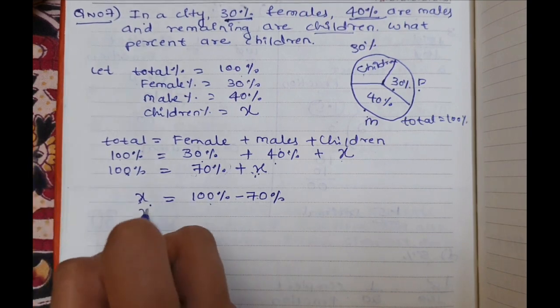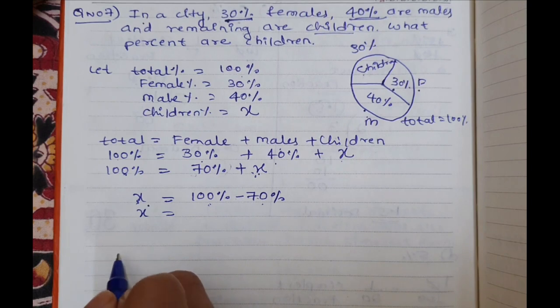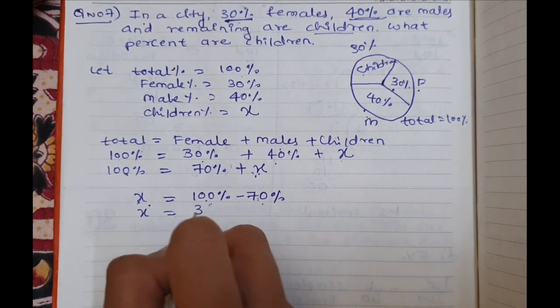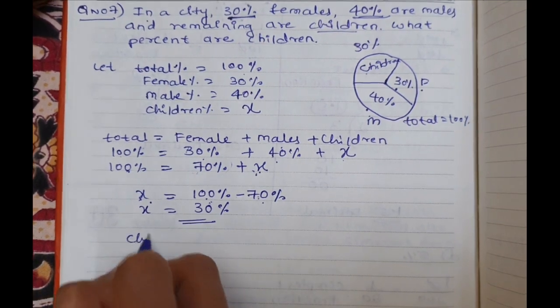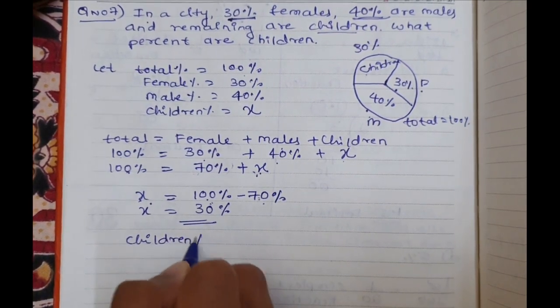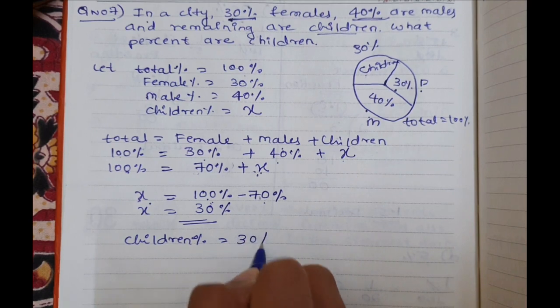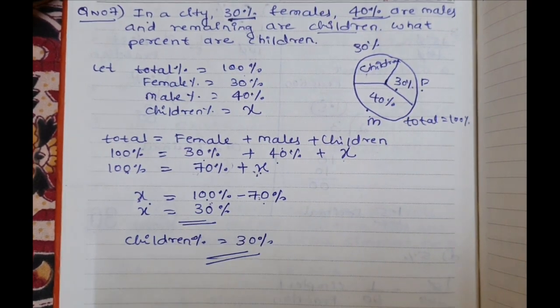Okay, now X is equal to 100% minus 70%. How much is that? 100% minus 70% is 30%. So the children percentage is 30%. Done. Shall we move to the next question?